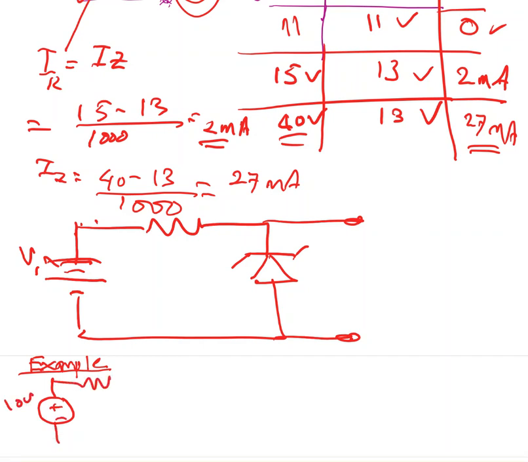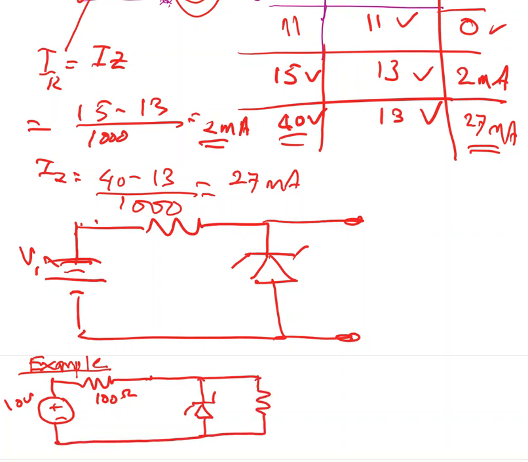We have a resistor here given to us as 100 ohms. We have a Zener diode, and we have a load. This load is called, let's say, RL, which is unknown, but we have a Zener diode with a VZ equal to 5 volts, and this resistance is 100 ohms.